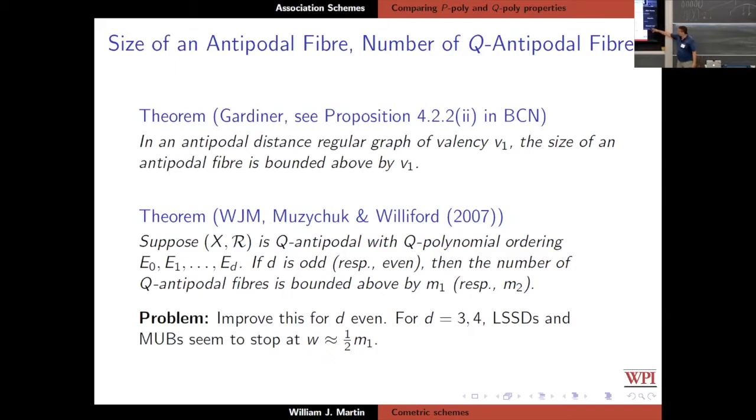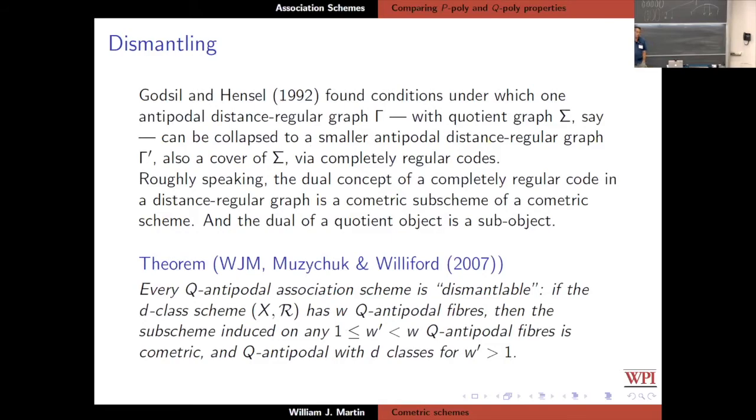Distance regular graphs with antipodal fibers of size V1, I think the only example I know comes from projective planes. Antipodal covers come from projective planes. No, antipodal covers are complete bipartite graphs. But it should be very rare to get anywhere close to that upper bound. And here I can't even prove the right upper bound. So this is unresolved. Godsil and Hensel studied antipodal covers of complete graphs, but they studied in general antipodal distance regular graphs.